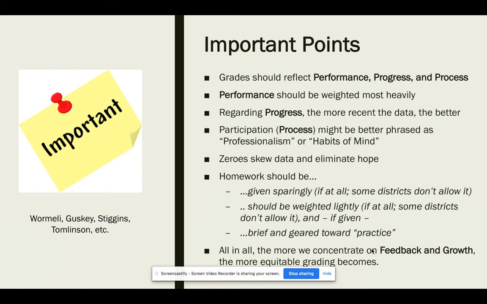Homework should be given sparingly, if at all. Albemarle County does not allow it anymore. Teachers have really struggled with that because some kids were very grade motivated. Other kids who were never grade motivated, it's been a very good thing for them. Homework should be weighted lightly, if at all. Again, Albemarle doesn't allow it. But if you're allowed to give homework, it should be very brief and geared toward practice.